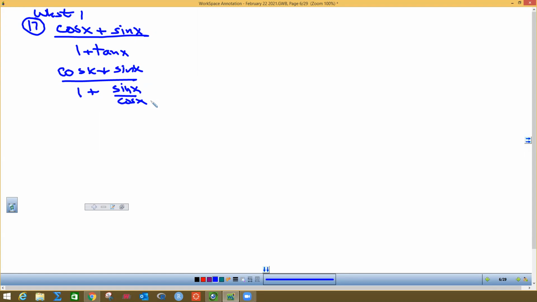Now, we did one the other day that was a complex fraction. This is a complex fraction. So here's my question to you. That identity says secant squared equals what? Nope. 1 plus tangent squared.